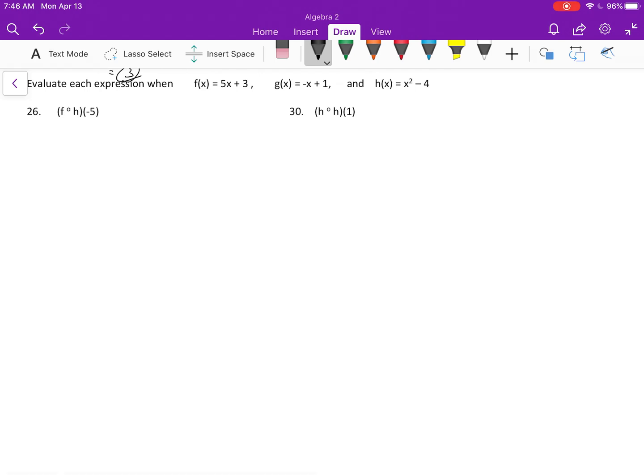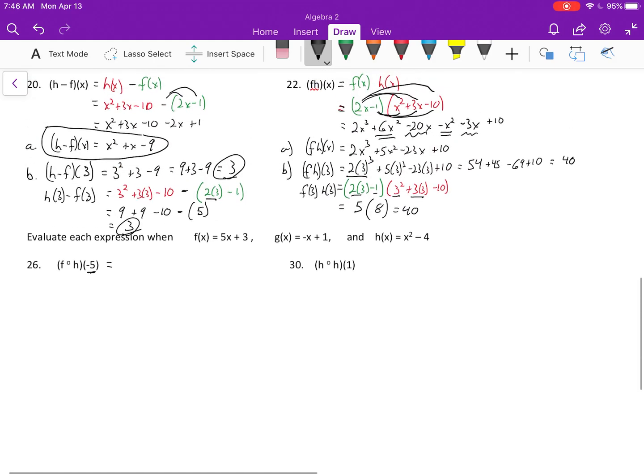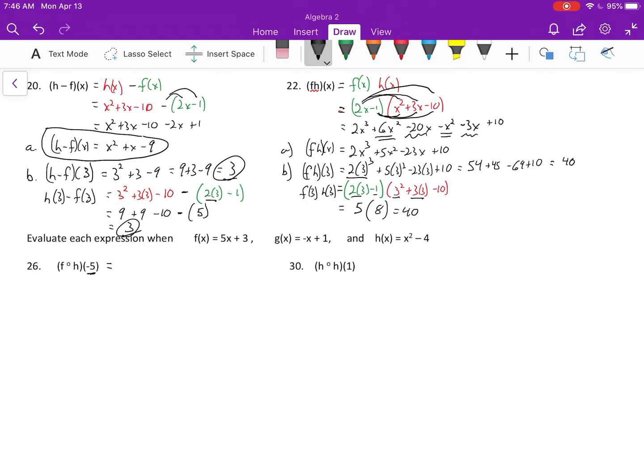All right, our last couple of questions here. We want to do composition, and this is just giving us a -5 or a 1 in here. So I get the idea of these. Let me go back to 20 and 22 and the others in that section. The idea is to realize you can do these two ways. You can find the function rule first and then plug in the value, or you can just plug in the value and then do the operation. If you're just finding one value, like putting a 3 in there, or in this case a -5, the second way is probably easier, because for the first way we had to find the function rule first, then plug in.